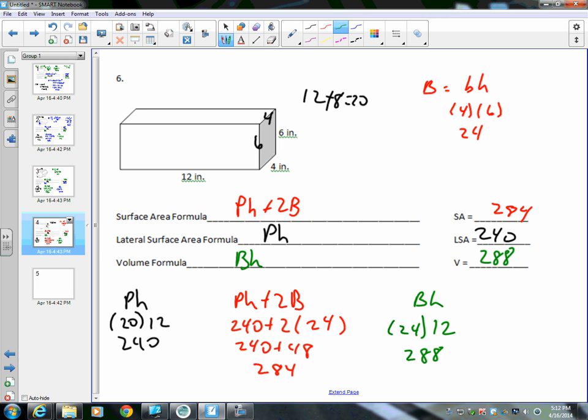Okay, this is a little practice on prisms and cylinders, and good luck with your test.